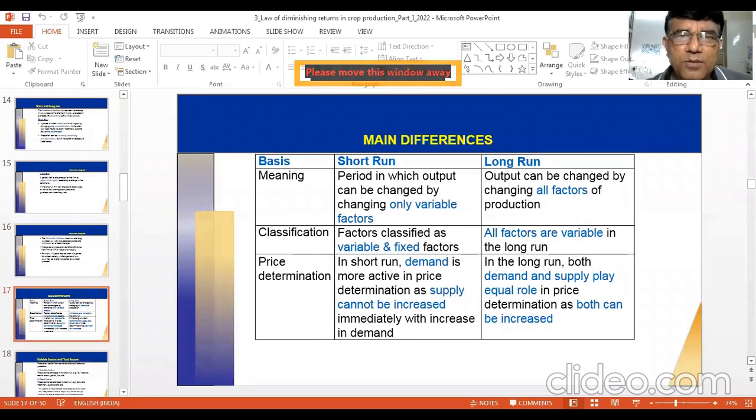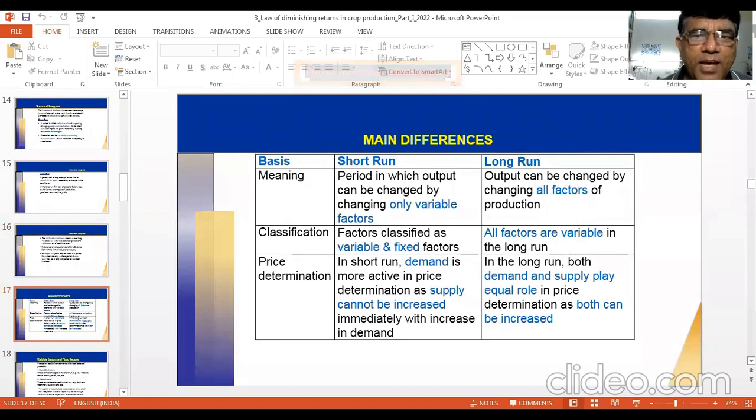Now to have more clarity, see the difference in short run and long run. Meaning: a period in which output can be changed by changing only variable factors. In long run, somebody's microphone is on. Please switch it off.